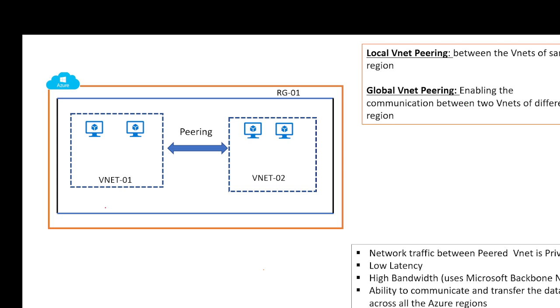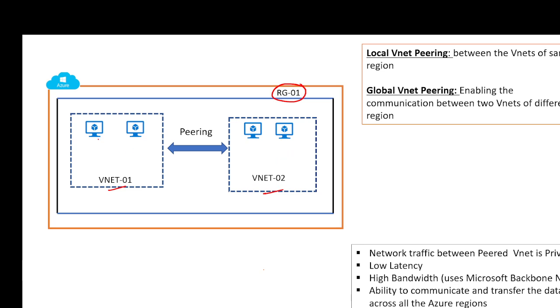Just to make it even simpler, I have drawn the same picture. Vnet 01 has two computers. This is RG01, a resource group. You know the hierarchy: first is the tenant, then the subscription, and under that the resource group. I have created a resource group RG01. Under that, I have created two Vnets, Vnet 01 and Vnet 02. Within Vnet 01 I have created two computers, and within Vnet 02 I have created two computers.